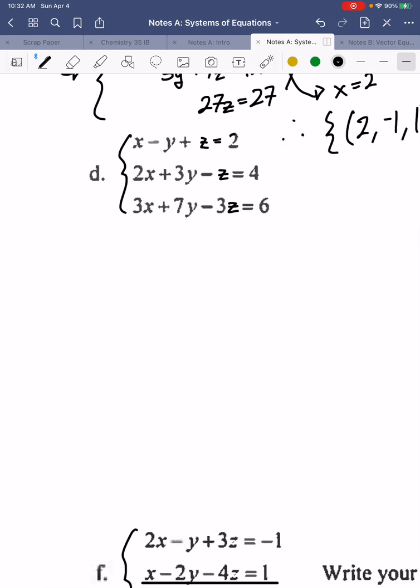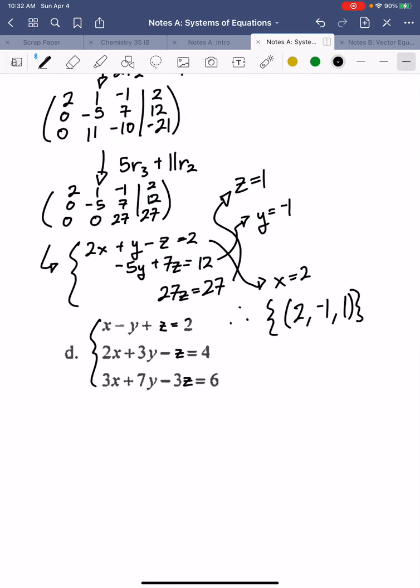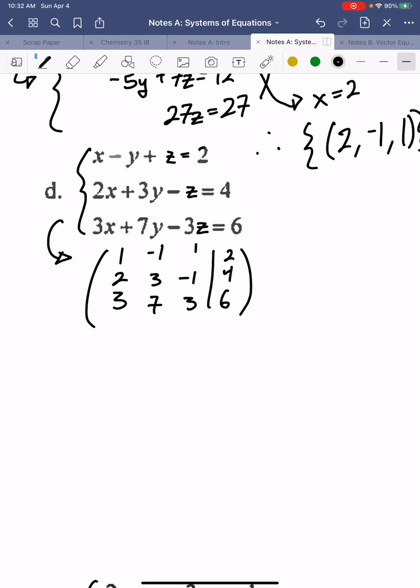So now let's look at this one. Just solve this using RREF again. So first convert to the matrix. 1, 2, 3. -1, 3, 7. And then 1, -1, 3, 2, 4, 6.